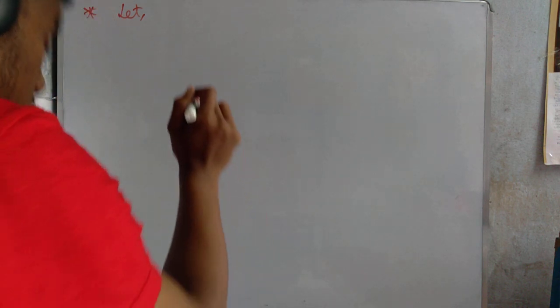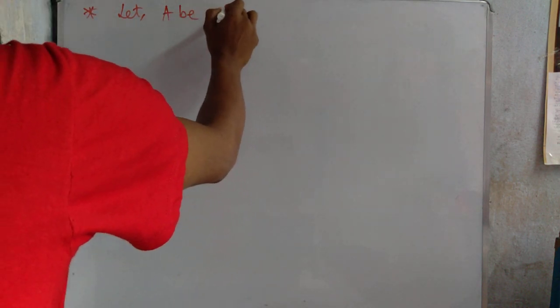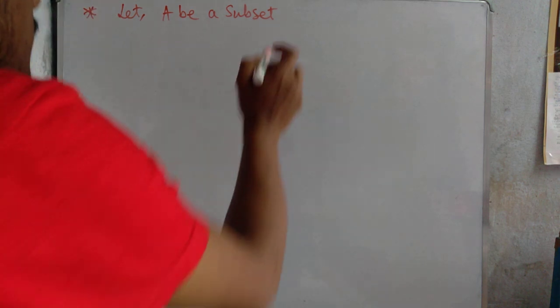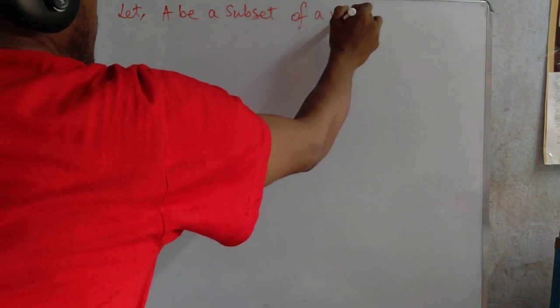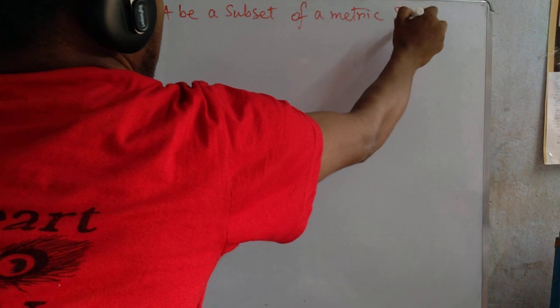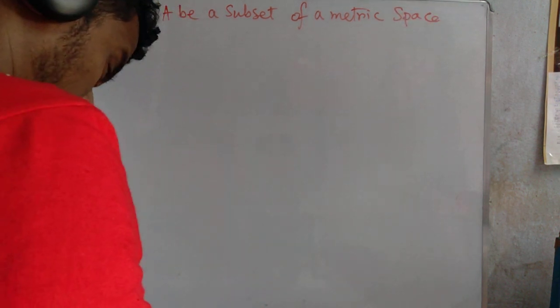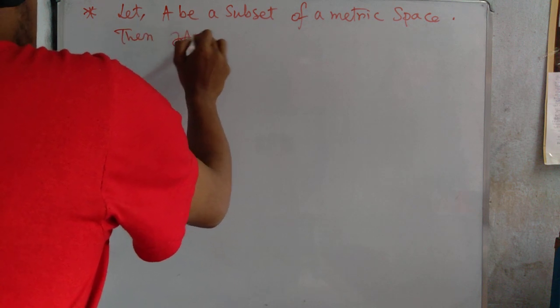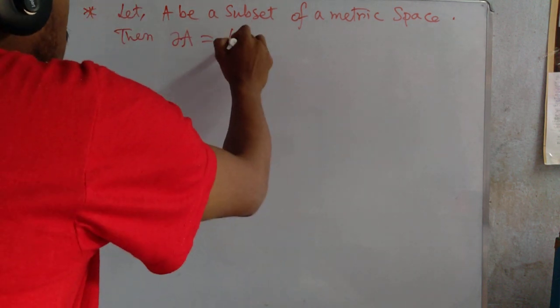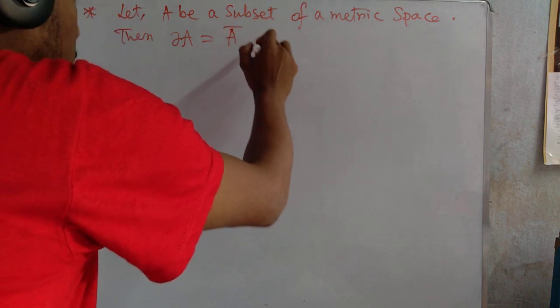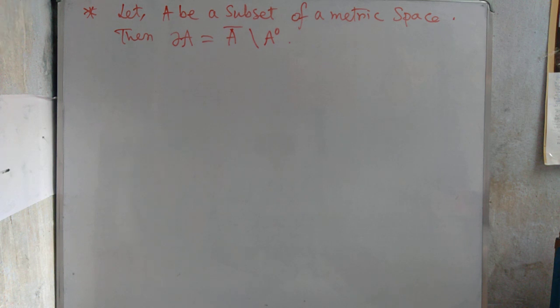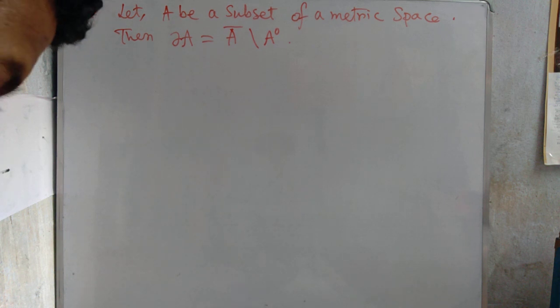Let A be a subset of a metric space. Then del A equals A closure difference A interior. How do we prove it?